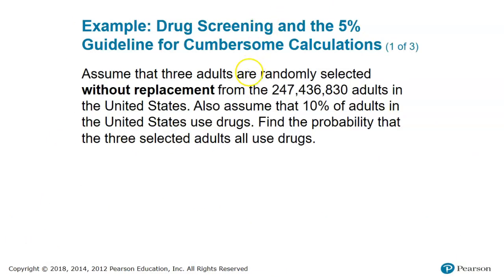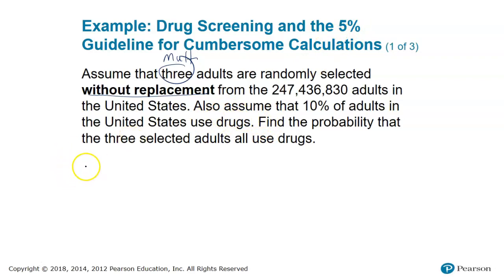Okay, here's another example of one. Here we're selecting 3 adults. So 3 adults indicates it's going to be the multiplication rule. They're randomly selected without replacement from 247 million adults. So 3 out of 247 million is clearly less than the 5% guideline. So we could treat this as independent.